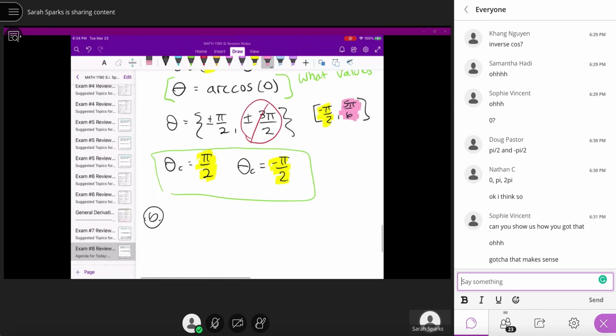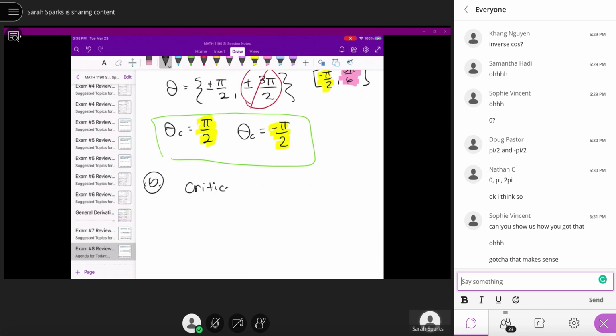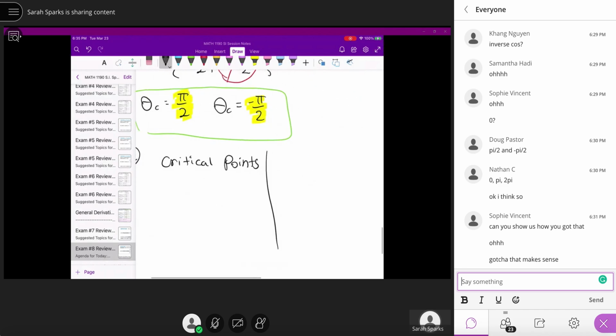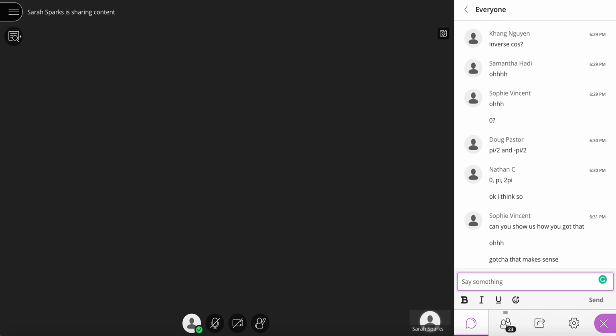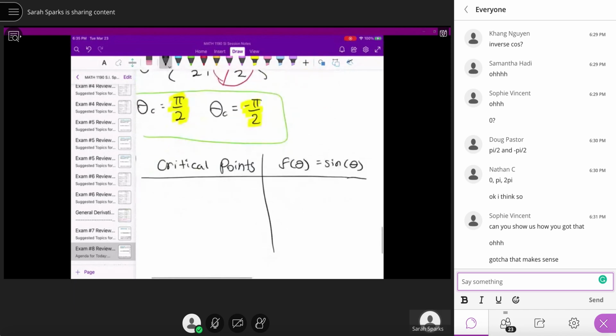Alright, so we're going to make that table like we made earlier. We're going to have critical points, and then our function, I think it was f of theta. And f of theta is equal to sine theta, because we're plugging into our original function, not our derivative. So let's start with negative pi over 2 for our first point. If we plug negative pi over 2 into our function, what do we get? What's the value of sine of negative pi over 2?